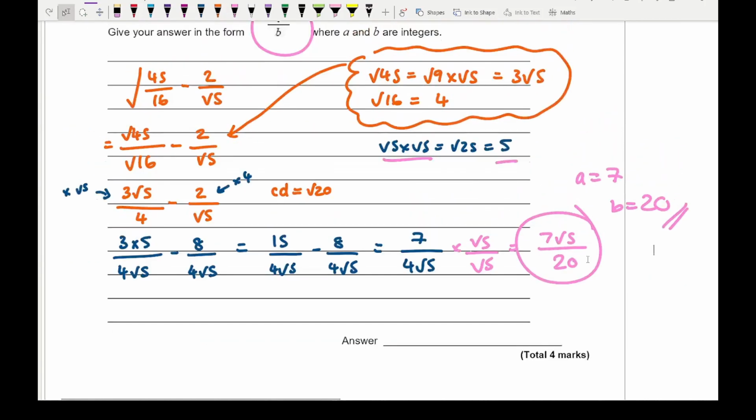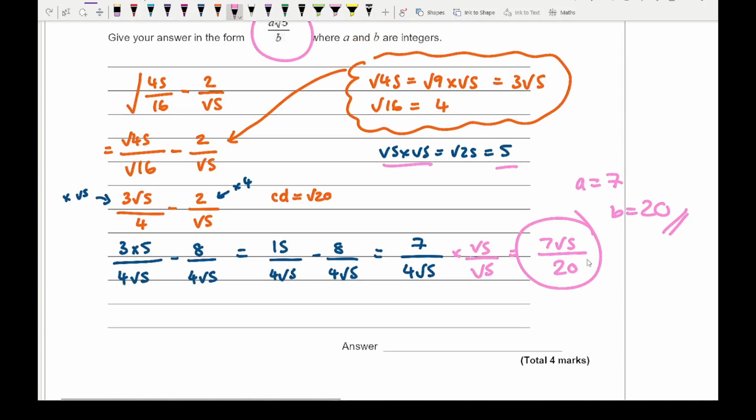And again, all we need to do is just write it in the form. We don't need to write down what a and b are. So my final answer is just going to be 7 root 5 over 20. And there we go.